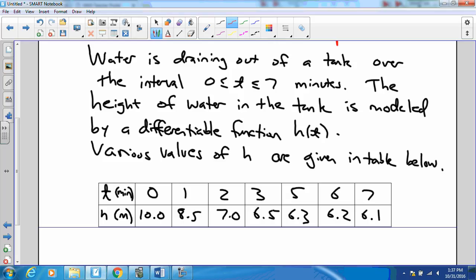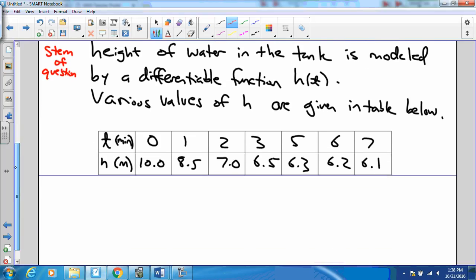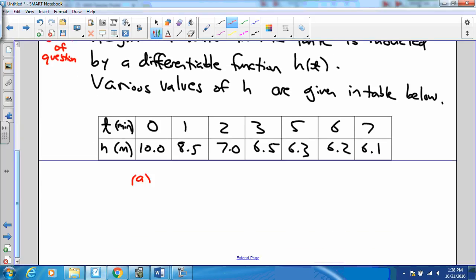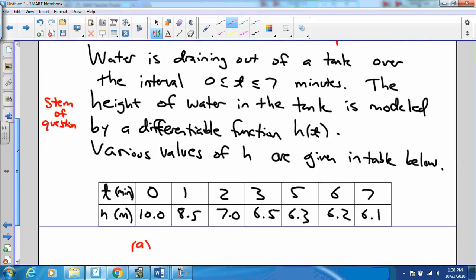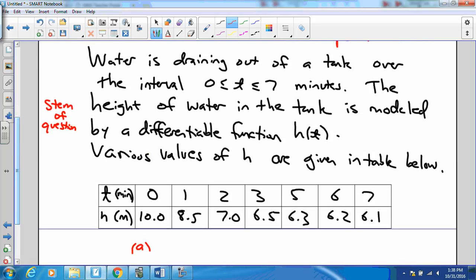Okay. Now, I haven't asked any questions yet. We don't even know what we're trying to find yet. All we have is a setup, an explanation of a situation. And I want to take some time to understand this. Usually we'll call this the stem of the question. And the information given here in the stem of the question would apply to all parts of the question. So I'm about to ask some questions A, B, and C, and the information that we have here is going to apply to all parts A, B, and C.